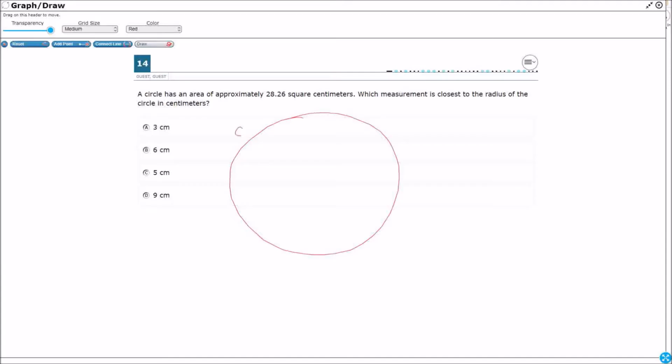So the circumference is the distance around the circle. I always think of fence and circumference: the fence goes around a yard, the circumference goes around a circle, kind of like a perimeter, except it's around a circle. And then on the inside, we have the area. The circumference goes around, and the area is on the inside.